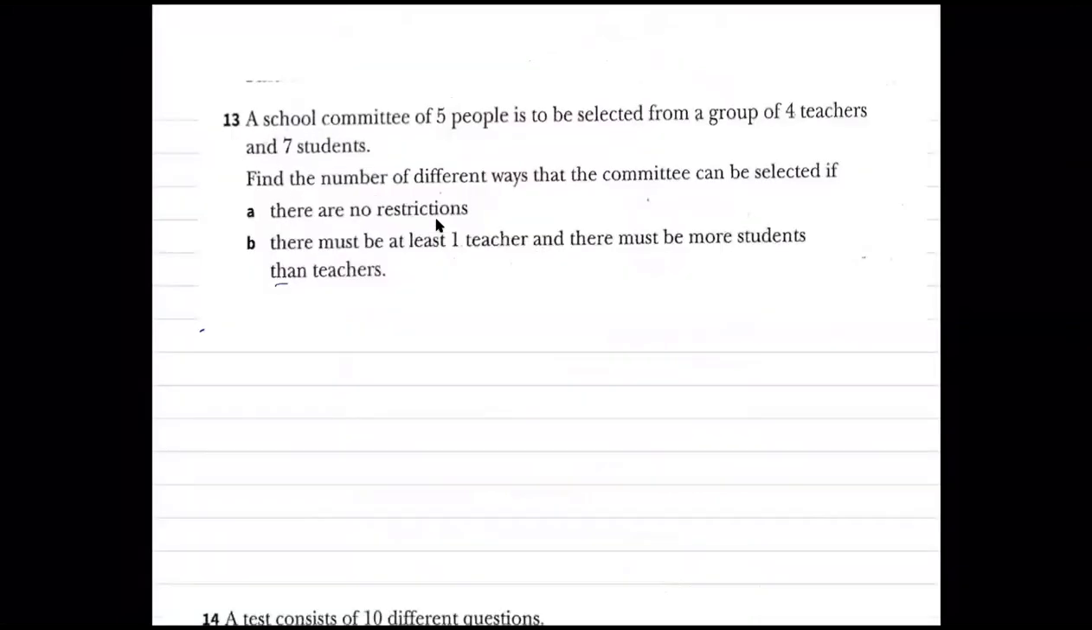A school committee of 5 people is to be selected from a group of 4 teachers and 7 students. Find the number of different ways that the committee can be selected if there are no restrictions. अगर restriction नहीं है तो बहुत easy है. Out of the 11 people, I can just choose any 5, right?